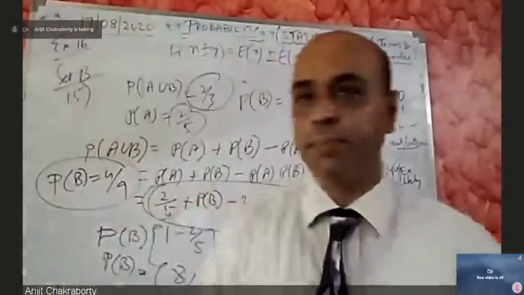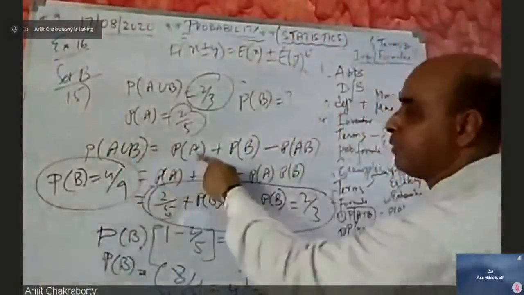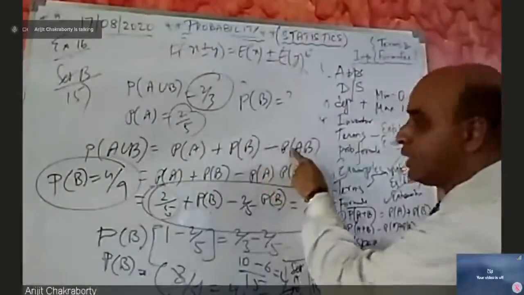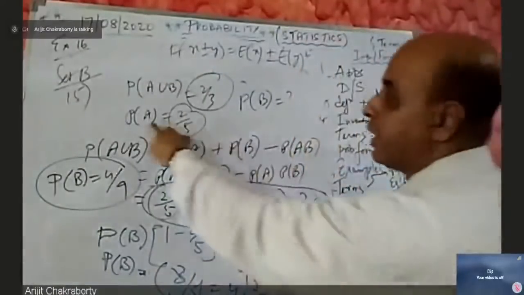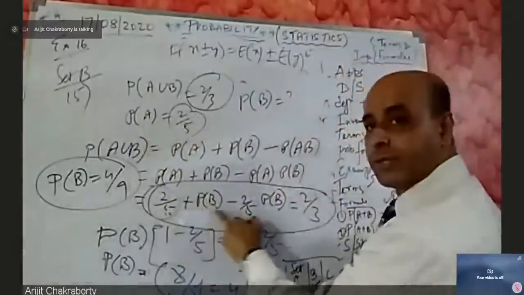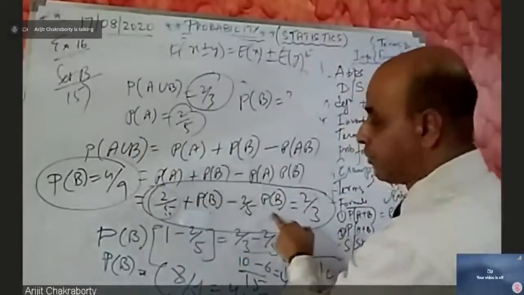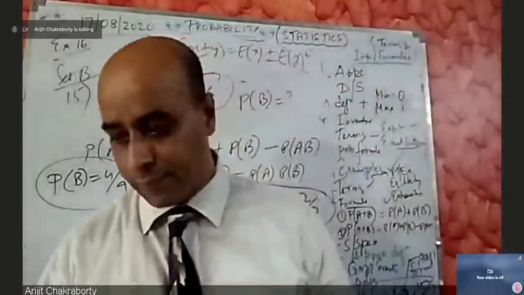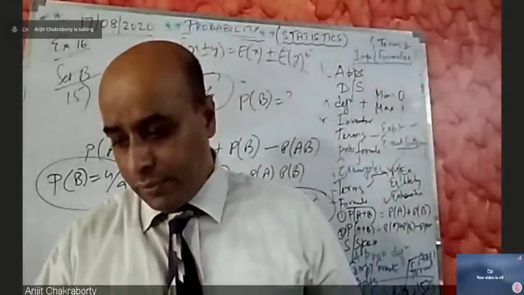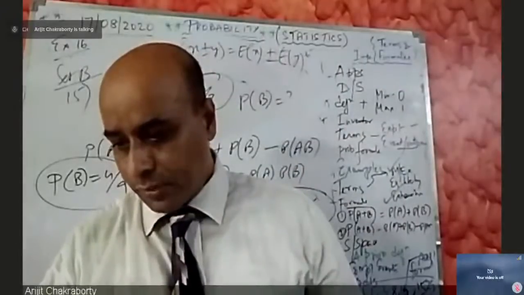So you can see it's a simple formula: P(A∪B) equals P(A) plus P(B) minus P(A∩B). Since they are independent, we put P(A) into P(B). The P(A) value is given as 2/5, so I am putting P(A) equal to 2/5. From there the equation comes and we solve the equation. So 15 is done. I will take another one.